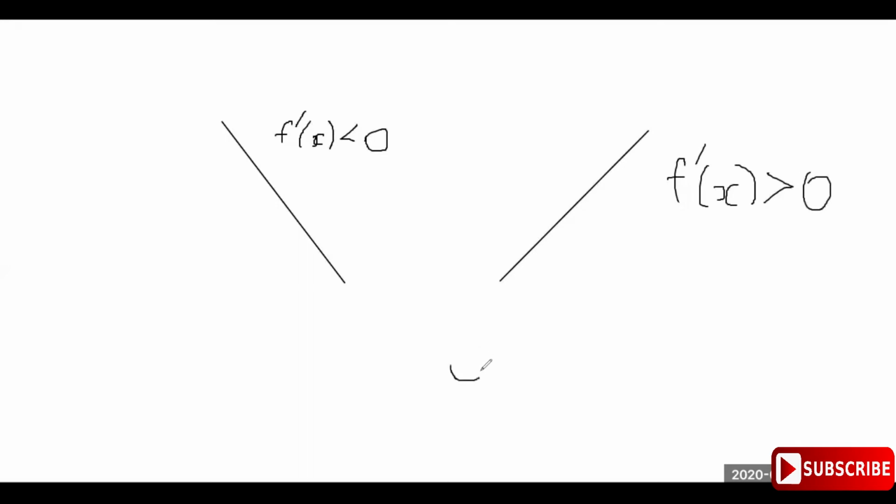So if you have a function and it turns at some point, that's when it's equal to 0. So let's say you have some curve right here. This would be the point when f prime of x is equal to 0.